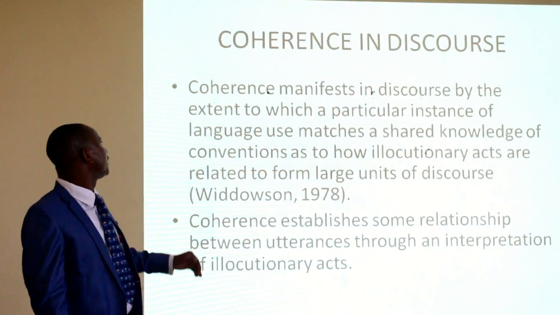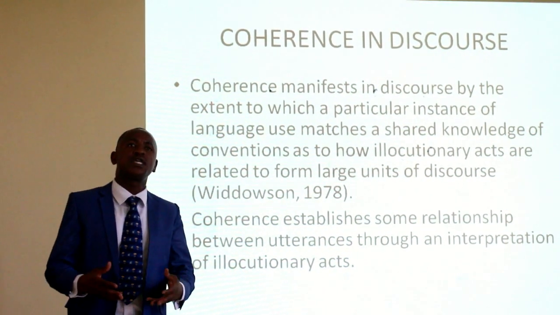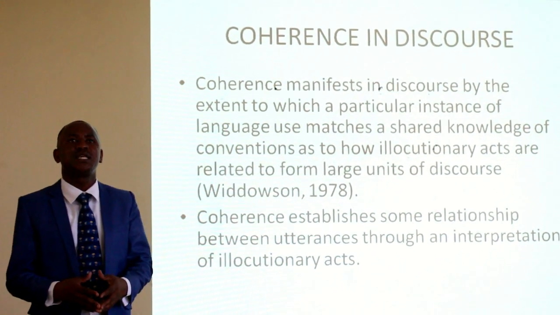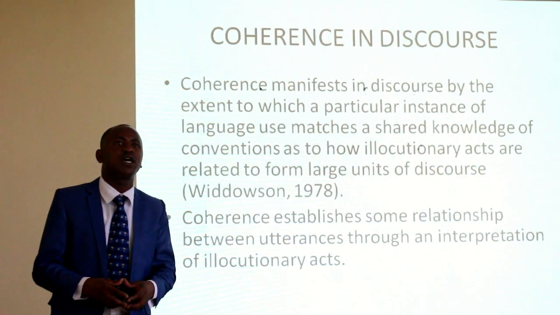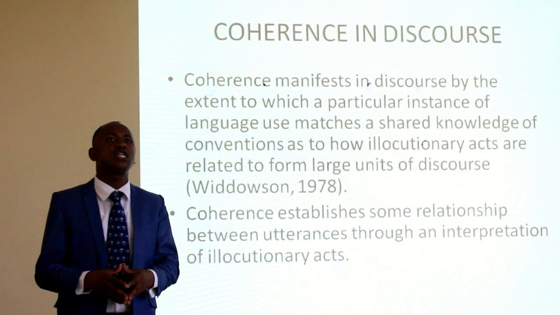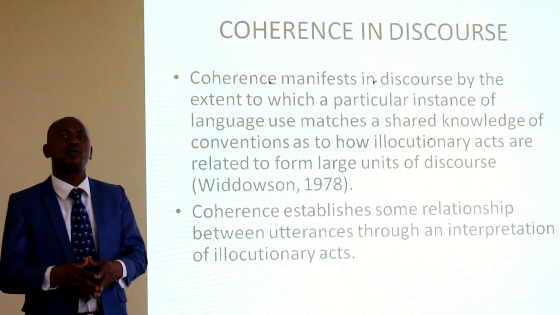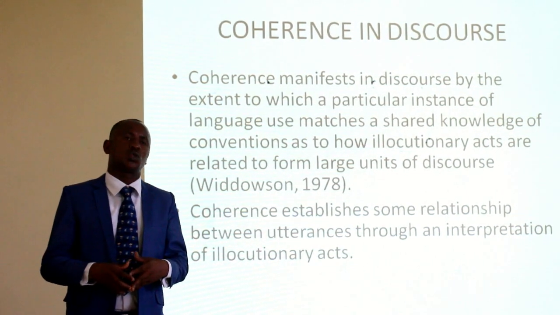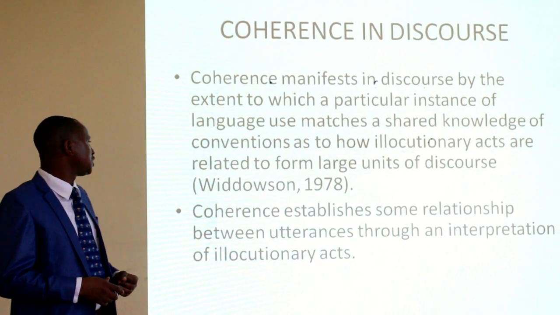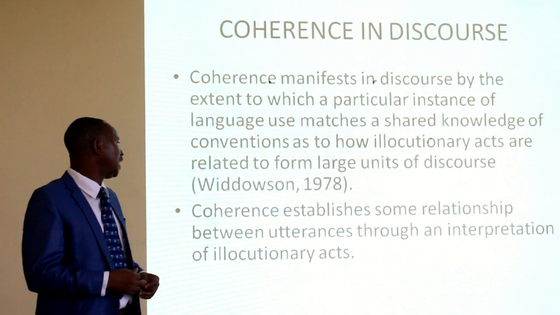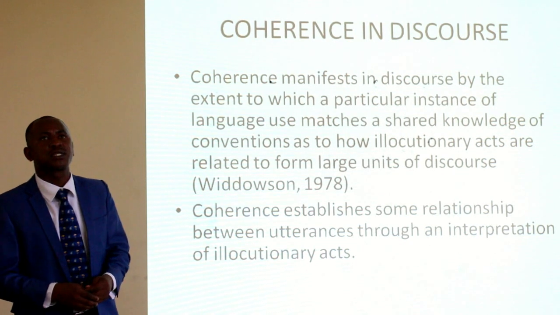Let's see coherence in discourse. Coherence manifests itself in discourse by the extent to which a particular instance of language use matches a shared knowledge of conventions as to how illocutionary acts are related to form large units of discourse. Coherence establishes some relationship between utterances through an interpretation of illocutionary acts.